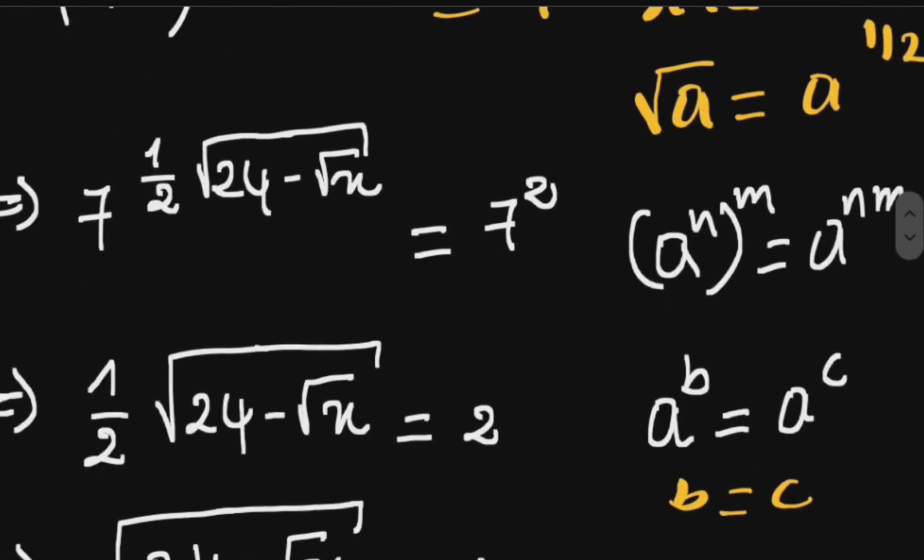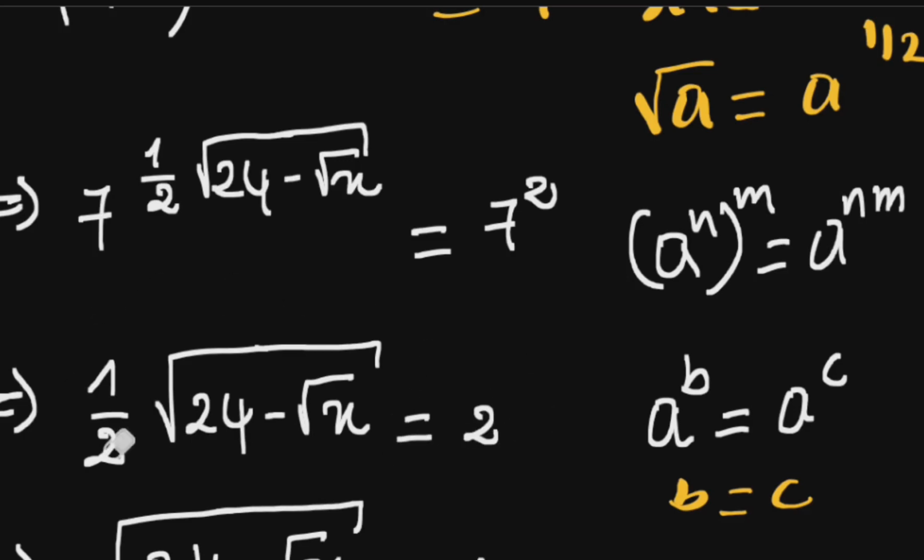Okay, at this level we have a to the power b is equal to a to the power c. This means that b must be equal to c. We have 7 to the power of this is equal to 7 to the power of this, that means this must be equal to this. This is why we have this equation here. So half times the square root of 24 minus the square root of x should be equal to 2.